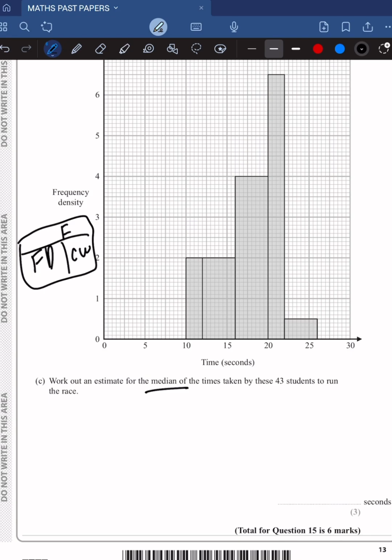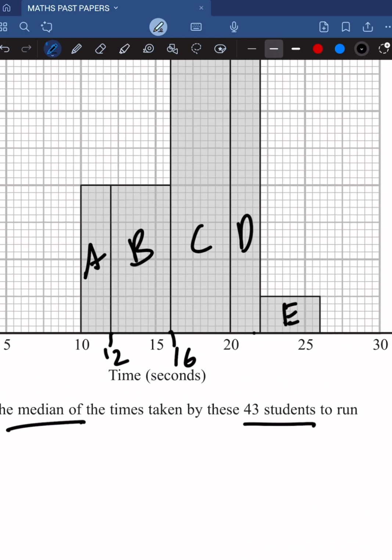And I know that the sum of the frequencies is going to be 43. But I need to find the frequency of each individual block. So A, B, C, D, E. A is going to be 2. So let's call this 12. This is 16. This is 21, 22. And this is 26.